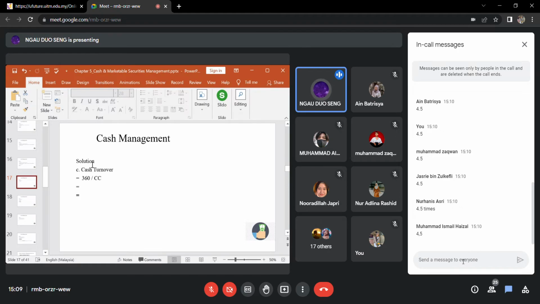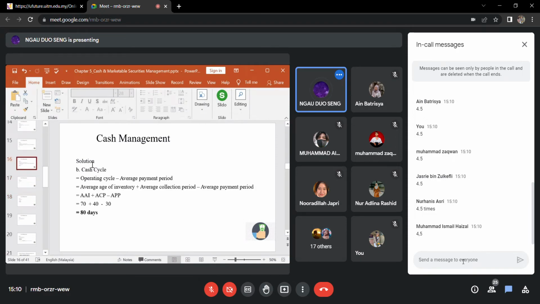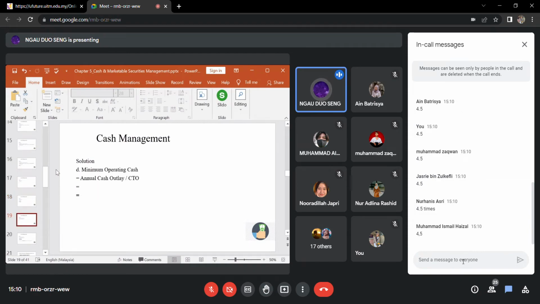All right, so we check, we have 360 divided by 80, so which is here, cash cycle 80, right? So we bahagi dengan 80, so we have 4.5 times. All right, next we have minimum operating cash. So dia punya formula, annual cash outlay divided by the cash turnover.